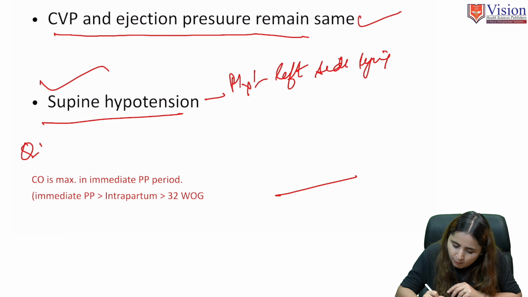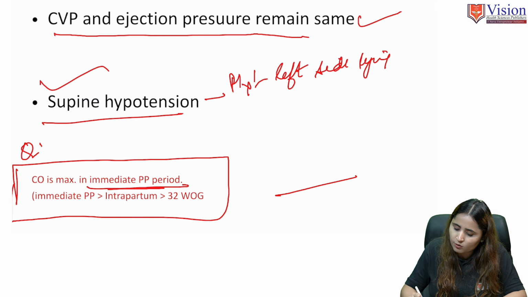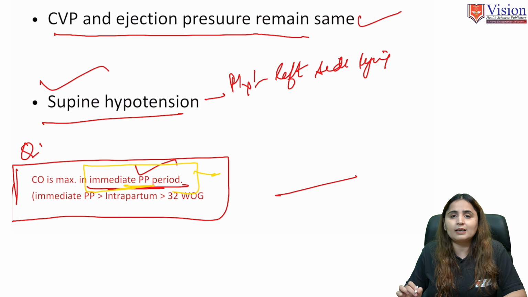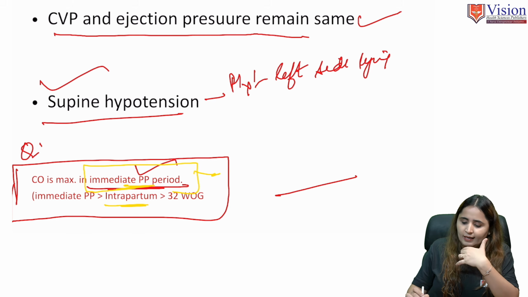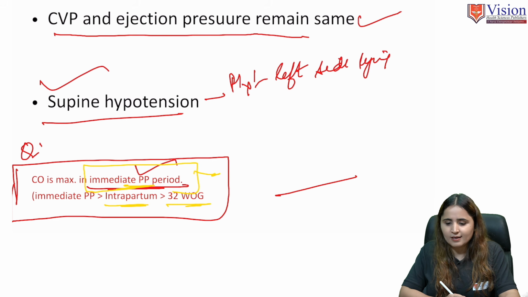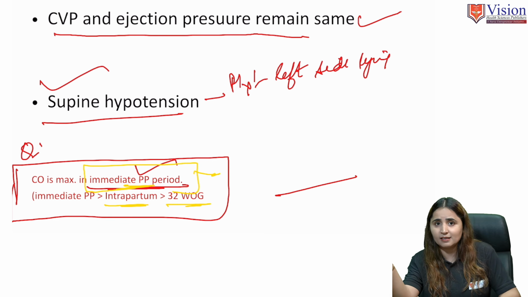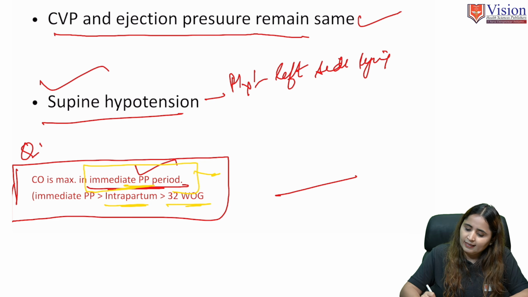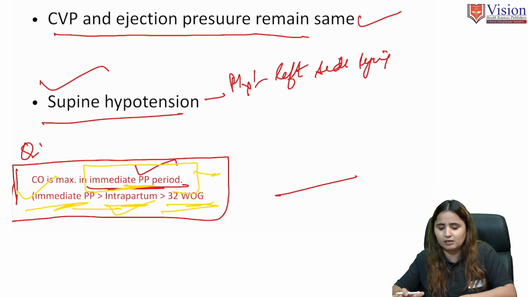And another very important question: the maximum cardiac output is in the immediate postpartum period. So remember, in the immediate postpartum period, the cardiac output is maximum. Then the intrapartum period, and last the 32 weeks of gestation. So in pregnancy it is at 32 weeks. If we have to compare the postpartum, intrapartum and pregnancy, we can categorize it as: in the immediate postpartum period it is maximum, followed by the intrapartum period, and last is at 32 weeks of gestation.